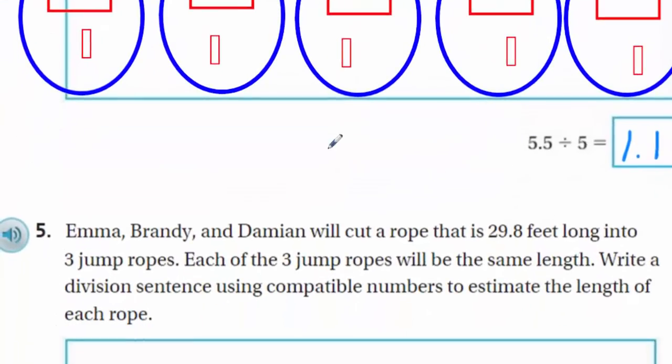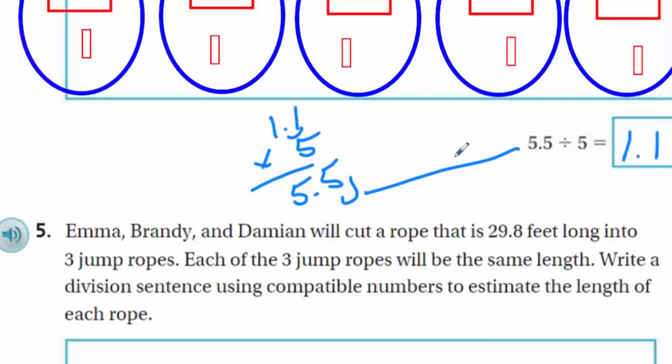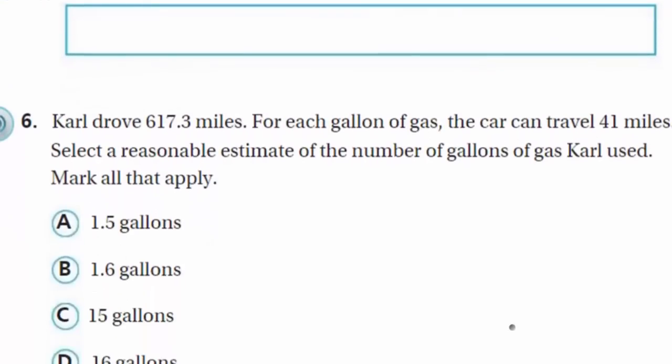We always check our work, right? Always allowed. 1.1 times 5. Let's multiply that through. You can see we get 55, but we have that one decimal place in the factor, so we need to move it back into the product. 5.5. Yes. Woohoo! Okay, let's move on.